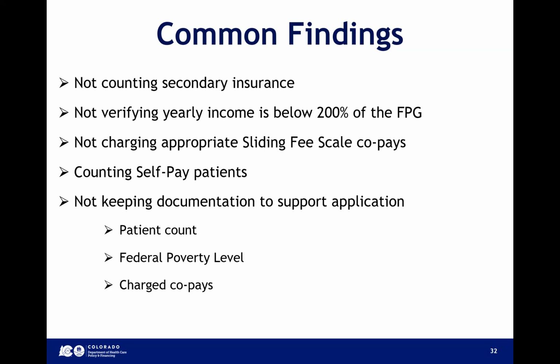If that information is not matching, that's where a lot of your findings are going to occur. So your sliding fee scale copays should be matching up to your patient's federal poverty levels to make sure that they are being charged accordingly. Your patient count should match what you have submitted within your application. So just very important to keep your documentation to support the information that is in your application.